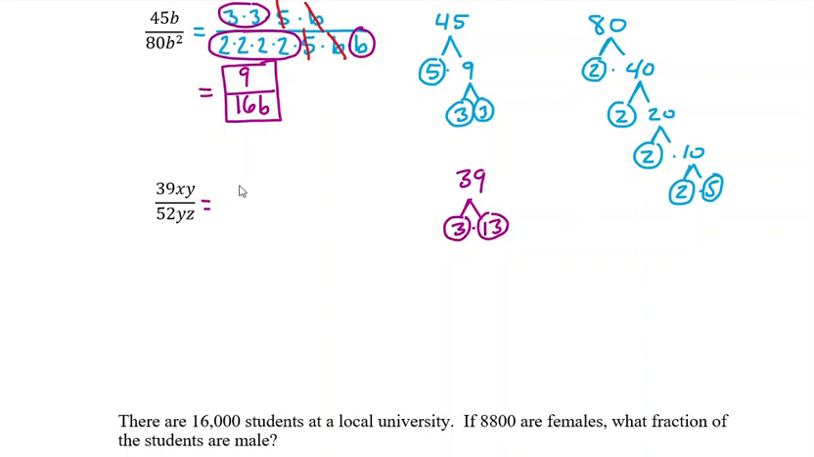Okay, so that is 3 times 13 times xy. What's that mean? x times y. Those are two factors.